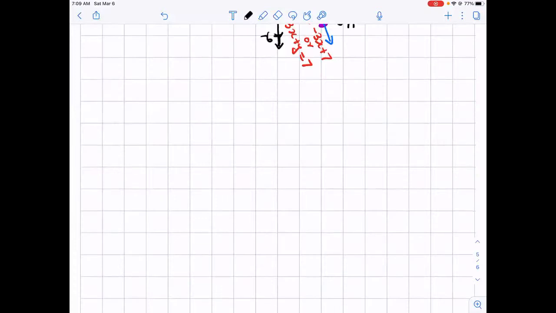So let's look at another example. Let's sketch the graph of y, let's do an easier one first, y equals x squared minus 2. Okay. Let's look at that one.